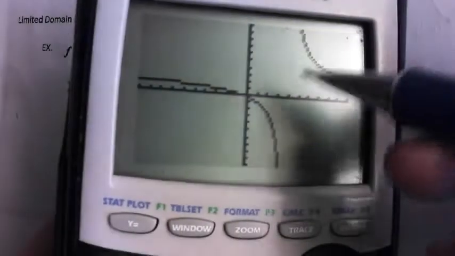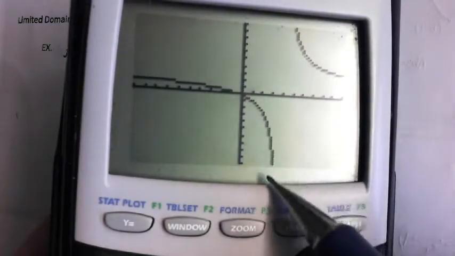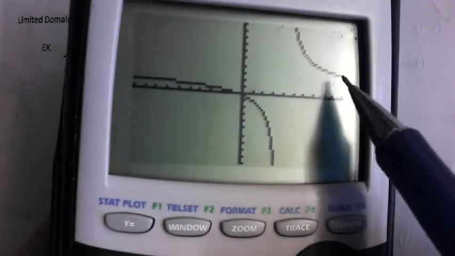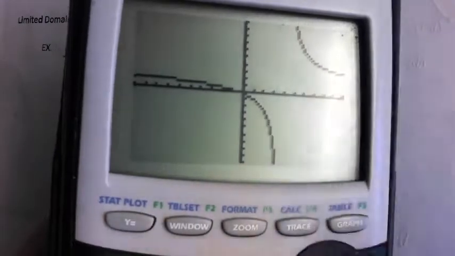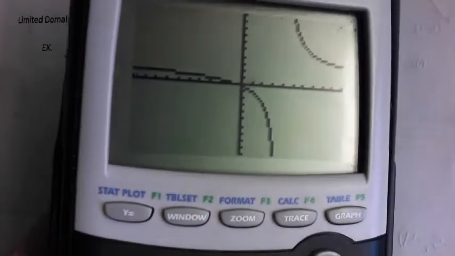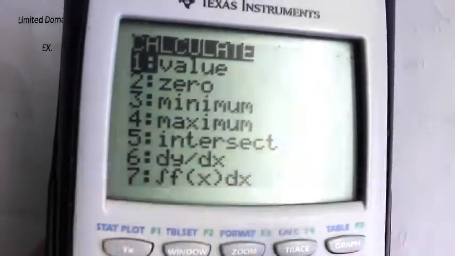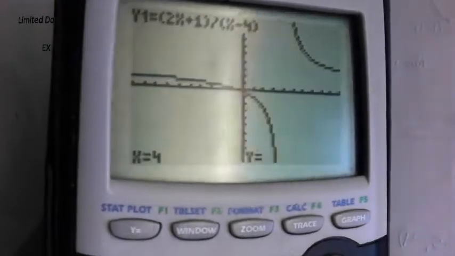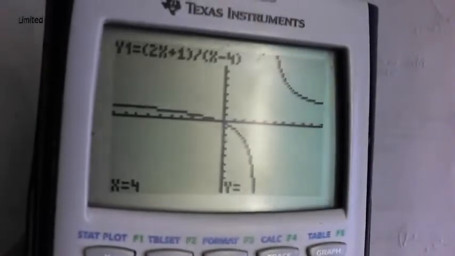Okay, it skips it really. As it gets closer and closer to 4, it shoots down towards negative infinity. And on the other side, as it gets smaller and smaller, closer to 4, it shoots up towards positive infinity. There actually is no value at 4. If I do second trace, and I want to find the value of the graph at 4, watch what happens when I hit enter. Nothing. It's blank. 4 comma blank, because there is no point there.